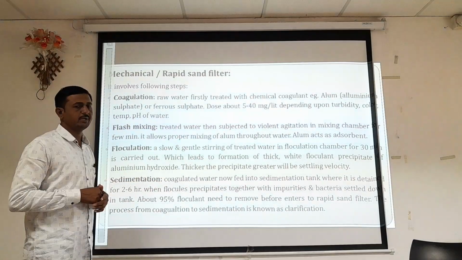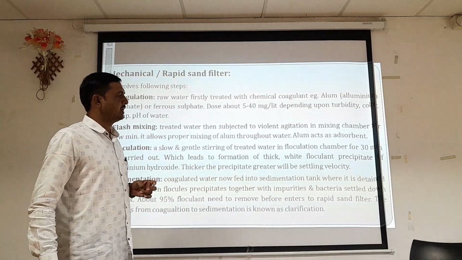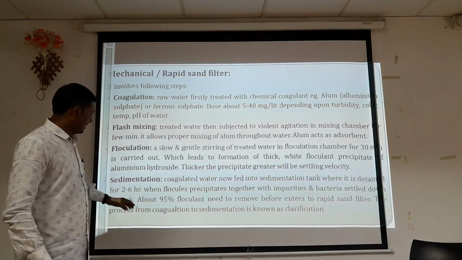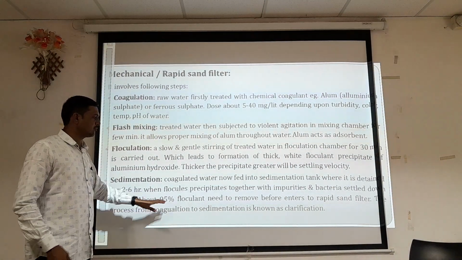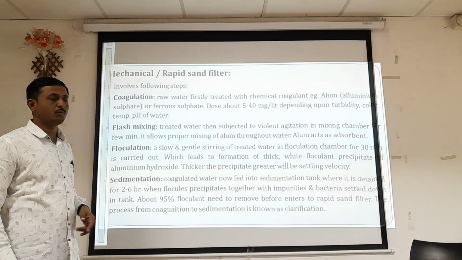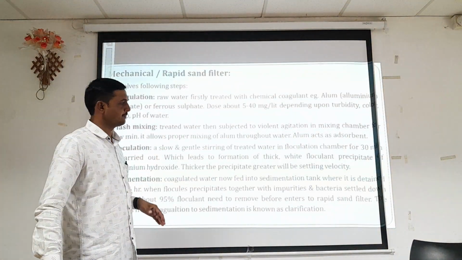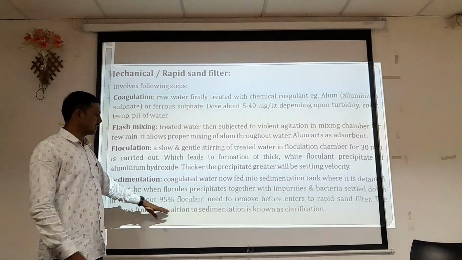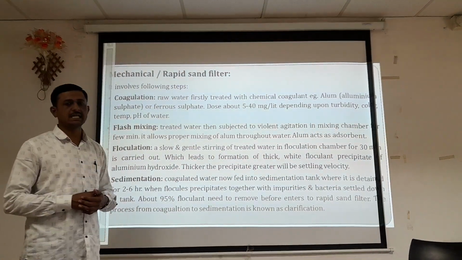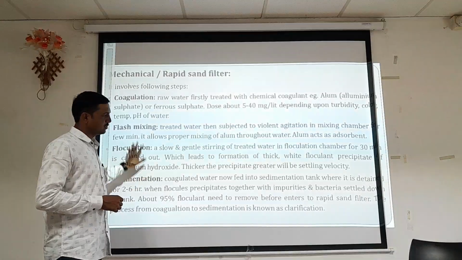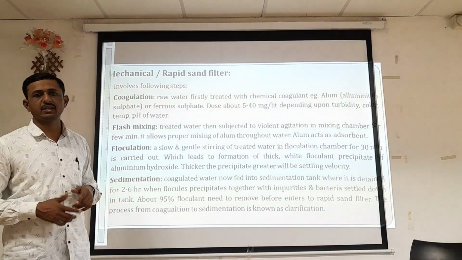When flocculants precipitate together with impurities and bacteria and settle down in the tank, about 90% of the flocculant needs to be removed before entering the rapid sand filter. The process from coagulation to sedimentation is known as clarification. All these processes are carried out by mechanical means.